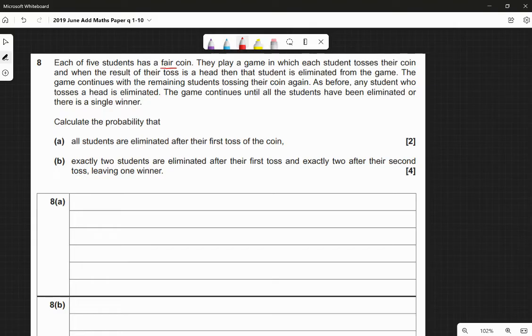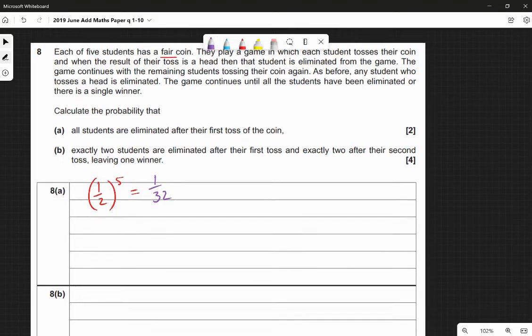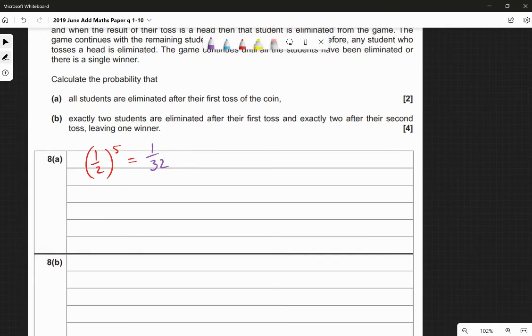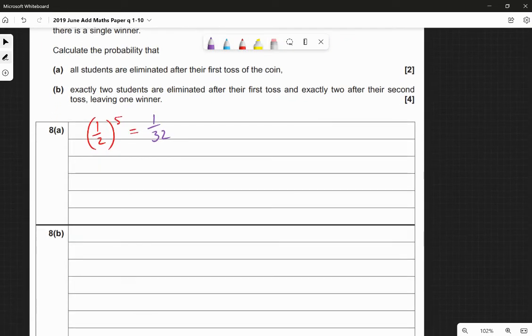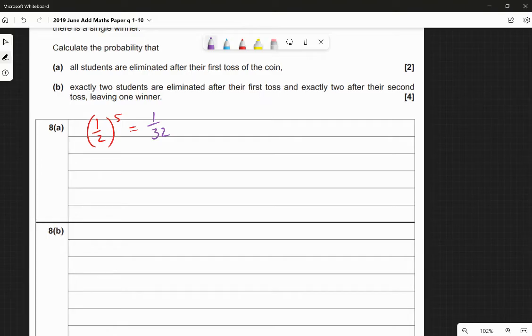So it's heads, heads, heads, heads, heads. So half to the power of 5, which is equal to 1 over 32. Okay, or 0.03125. But 1 over 32 is much nicer. Okay, so that one's relatively simple. Part B, find the probability that exactly 2 students are eliminated after the first toss, and then exactly 2 after their second toss, leaving 1 winner.